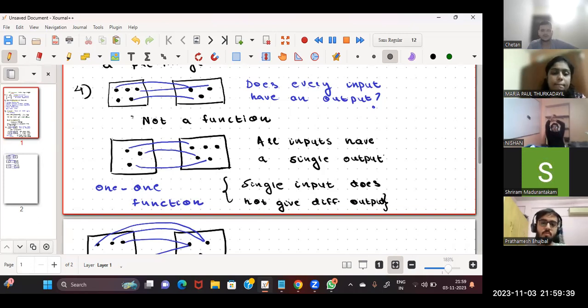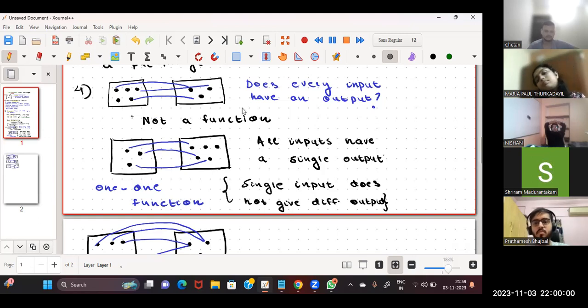Is this an onto function? Anyone? Quick answer. Himanshu, Jagdish, Jagrit. No, it's not. Okay, it's not. Okay, why, Shriram? Why do you think it's not?